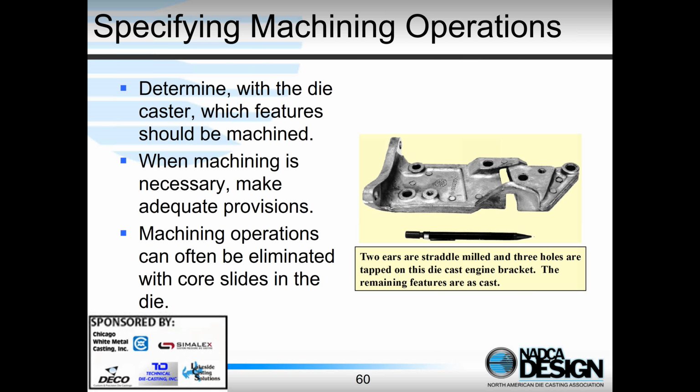So again, talking to the die caster ahead of time in terms of what can be cast and what has to be machined is going to be very helpful in terms of eliminating as many excessive finishing machining operations as possible.